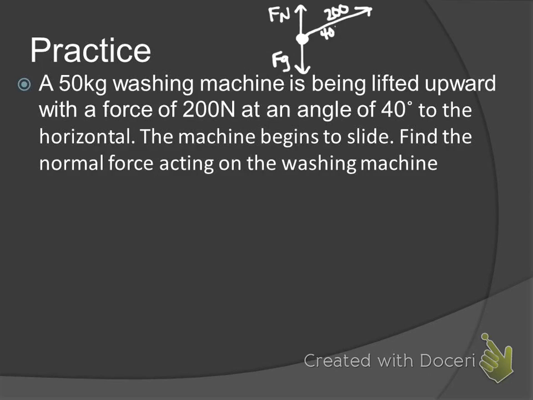There's one very, very important line in this question, and here are our very important words. It says the machine begins to slide. So we're applying a force that's both vertical and horizontal. We're trying to pull this machine upward, yet it begins to slide. So that means we're dealing with horizontal or vertical acceleration?